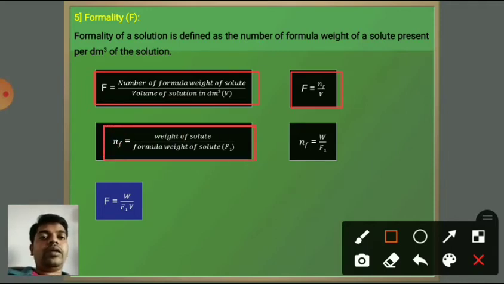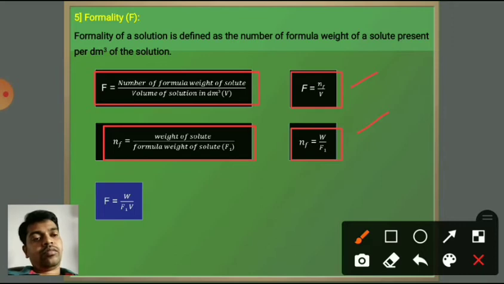Now Nf, the number of formula weight, is calculated by the weight of the solute divided by the formula weight: W upon F1. Now these two can be correlated. So the capital F, the formality, equals W upon F1 into V. So this is the formula for the formality. This is one more expression for the concentration of solutions.